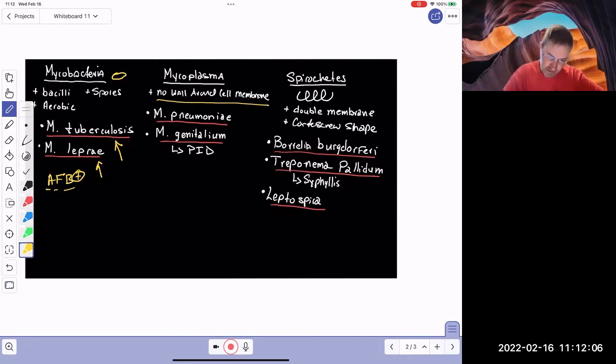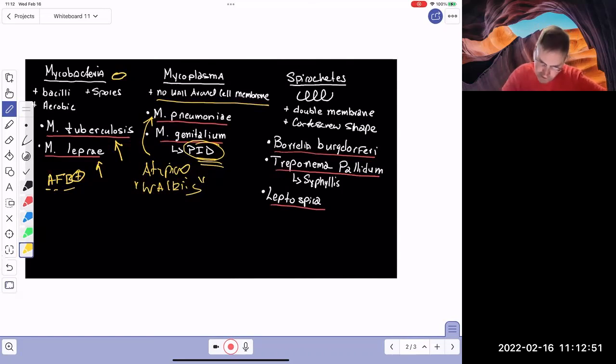And these can cause disease. Mycoplasma pneumoniae, for example, can cause something called atypical pneumonia. Some people refer to this as quote unquote walking pneumonia. Mycoplasma genitalium is a sexually transmitted organism that can cause something known as PID, or pelvic inflammatory disease, which is a potentially life-threatening and life-altering complication that we see mainly in biological women who get this. Gonorrhea can cause that as well.